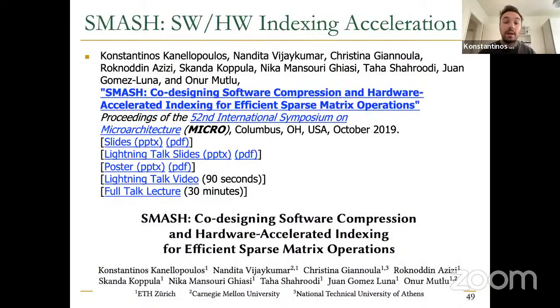Another relevant method of hardware-software co-design is another work we published in Micro 2019, where we co-designed the compression algorithm for sparse matrices, and we introduced a new hardware module to accelerate how you index and find the non-zero elements in a sparse matrix. There will be a presentation on this paper next week.